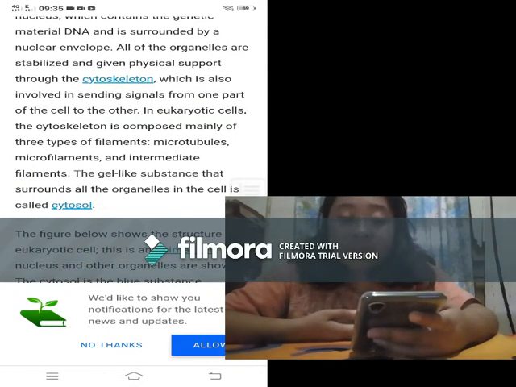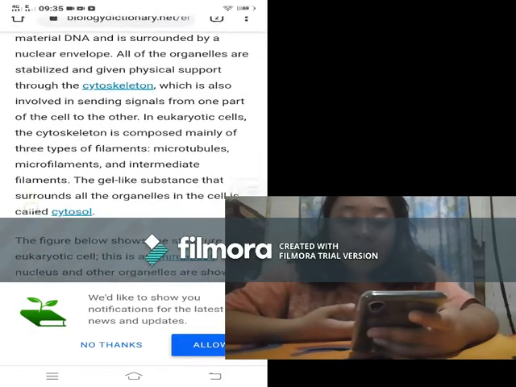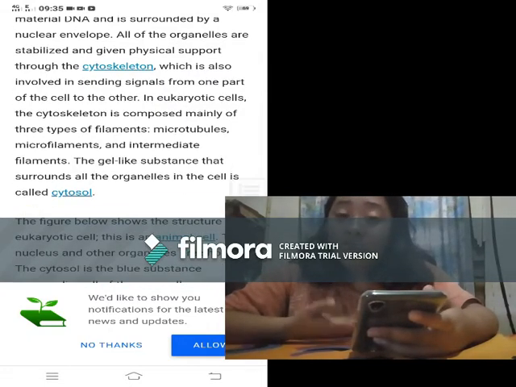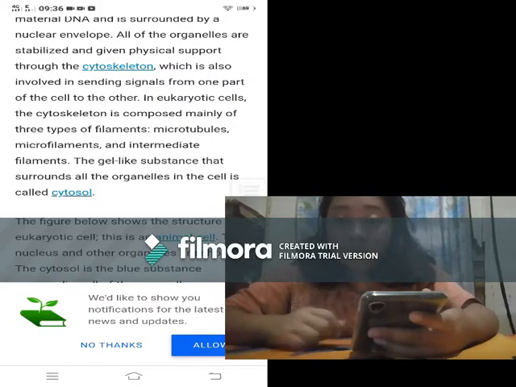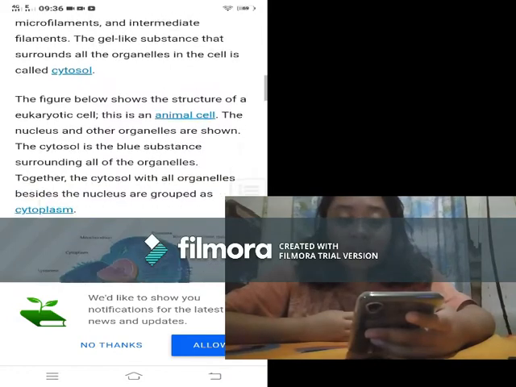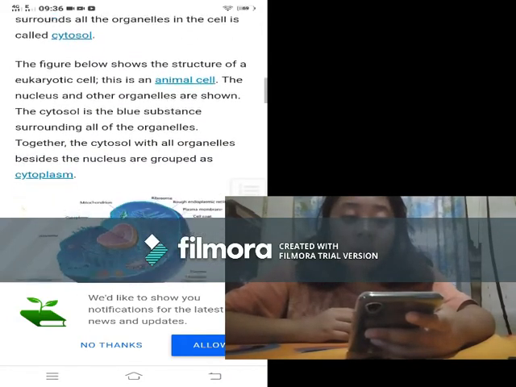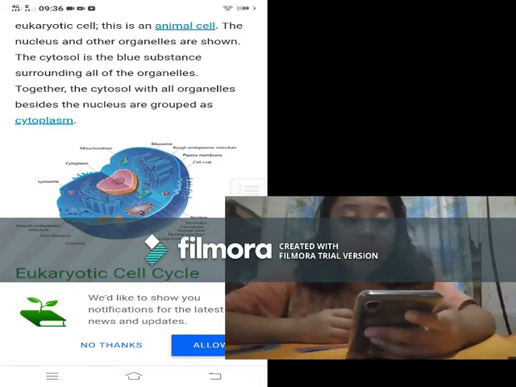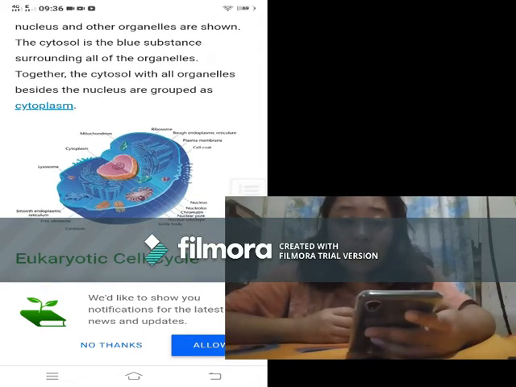In eukaryotic cells, the cytoskeleton is composed mainly of three types of filaments: microtubules, microfilaments, and intermediate filaments. The gel-like substance that surrounds all the organelles in the cell is called cytosol. The figure below shows the structure of a eukaryotic cell. So this is an animal cell. The nucleus and other organelles are shown. The cytosol is the blue substance surrounding all of the organelles, this one. Together, the cytosol with all organelles besides the nucleus are grouped as cytoplasm.